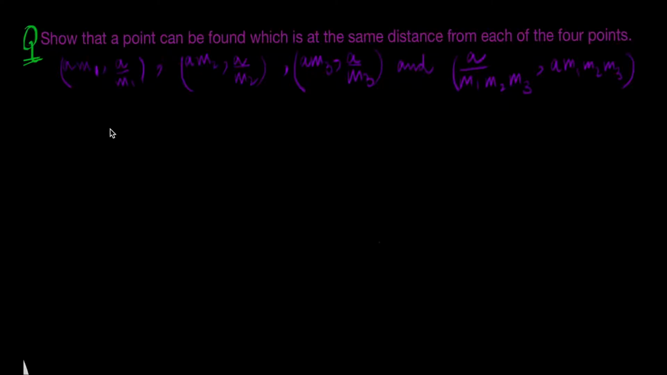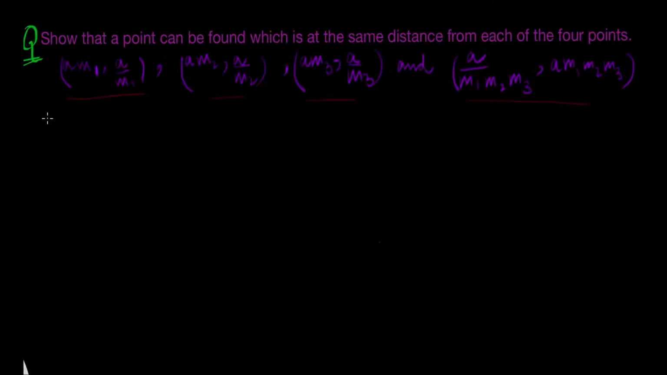This is a question that asks us to find or show that there is a point in the 2D plane which is equidistant from these 4 points. So you have these 4 points, and you need to show that there exists a point which is equidistant from all of them. The other way to look at this is that all these points lie on a circle. If we can show that, then we have essentially answered the question.